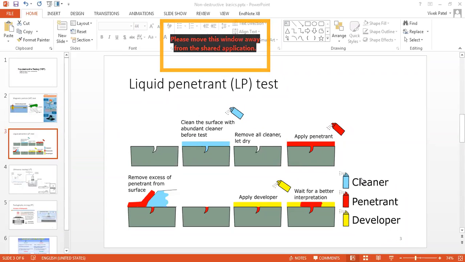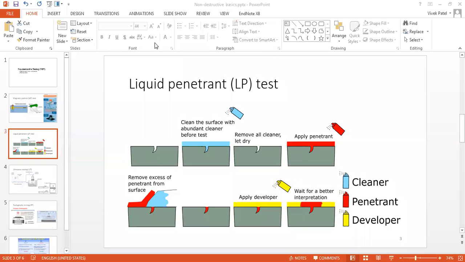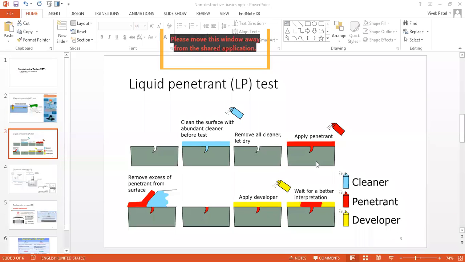So these chemical agents are nothing but in form of spray. You must have seen the way you use deodorant and body spray, similar kind of spray is available in form of these 3 different categories.